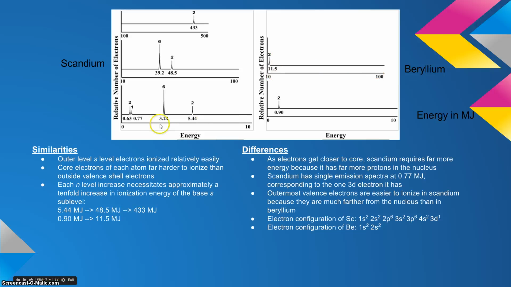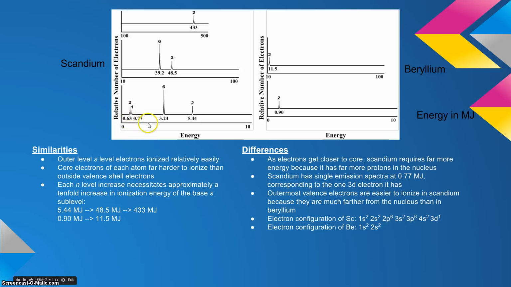And you'll also notice that scandium has a single peak here at 0.77 megajoules, something unique among all the graphs. The other ones come in even numbers, and this results from the unpaired 3d1 electron that scandium has. In beryllium, all the electrons are paired in the 1s2 and the 2s2, and in scandium they're all paired except for this last one in the 3d1, and so that's where the single peak comes from.